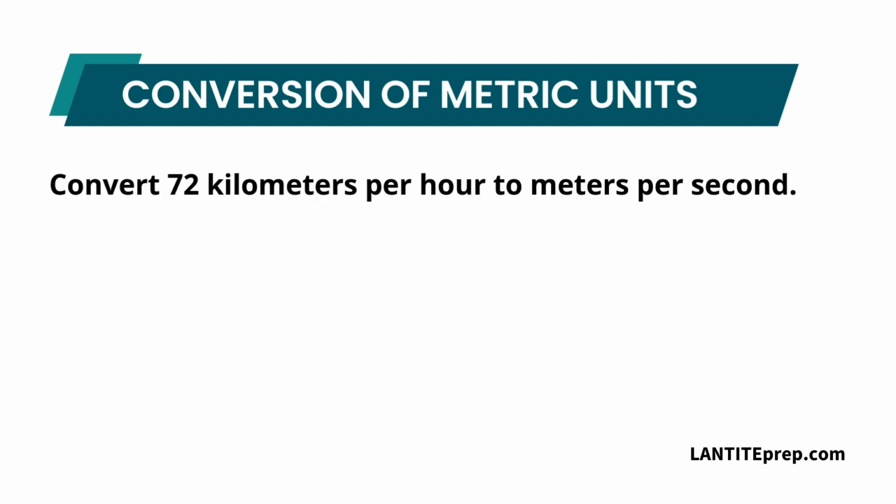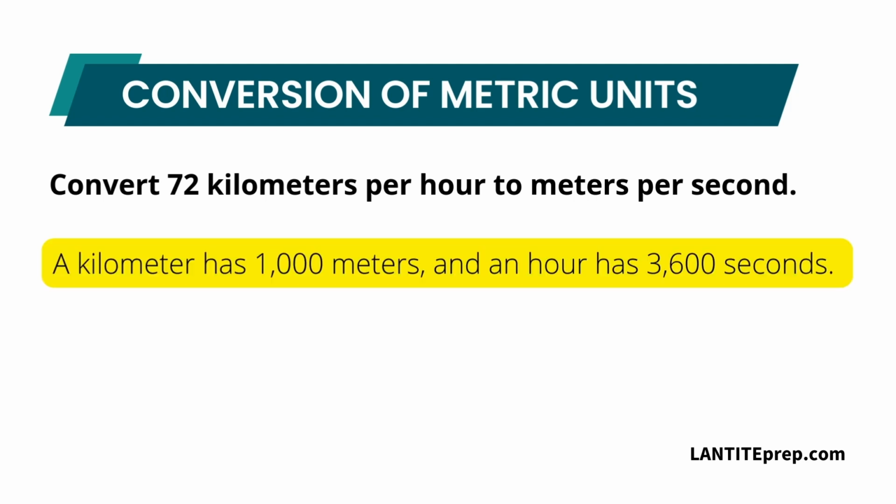I'd like you to try to convert 72 kilometers per hour to meters per second. Pause the video here and give this a try. Then, when you're ready for the solution, come back and we'll talk about it. First, let's recall some important conversion factors. A kilometer has 1,000 meters, and an hour has 3,600 seconds. We'll use these numbers in our calculation.